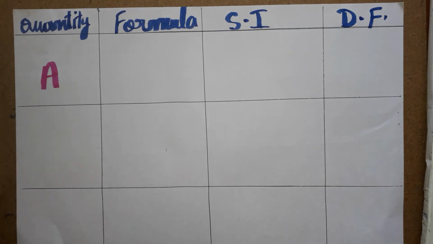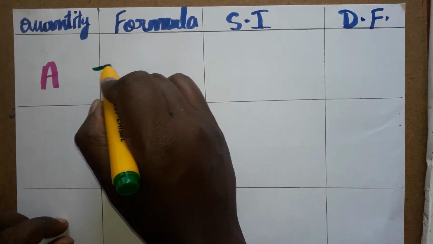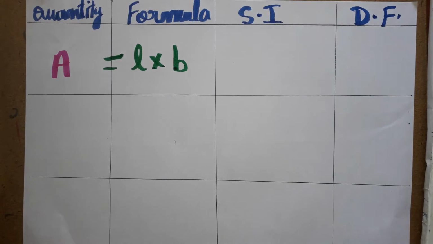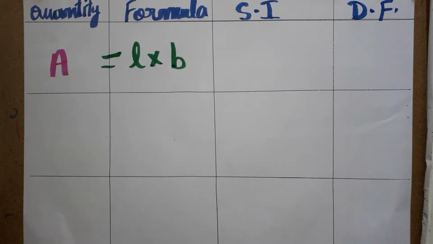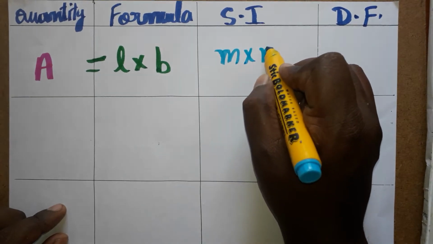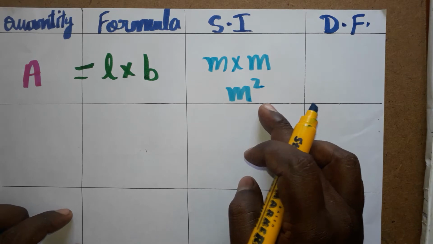First one, area. Area is equal to length into breadth. So the area formula we can take as length into breadth. The length unit we can take as meter, the breadth unit is meter, so we get meter into meter, which is meter square. The SI unit of the area will be meter square.